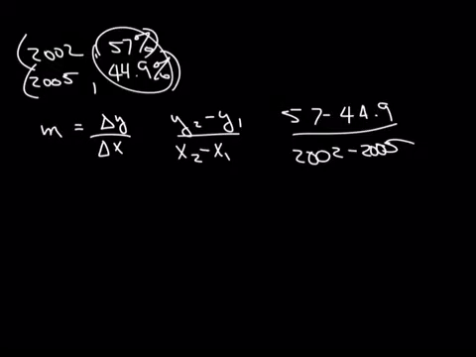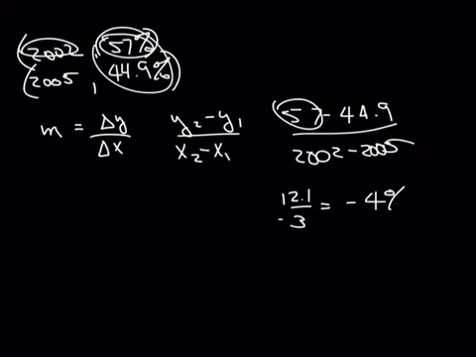I had 57, I used this one, so I have to use 2002 first. So 57 minus 44.9 is 12.1. 2002 minus 2005 is negative 3. That gives me approximately a negative 4% change each year. So the amount of pop people drink goes down 4% every year. That's what the negative means, it just went down 4%.